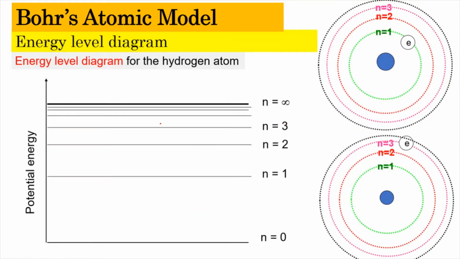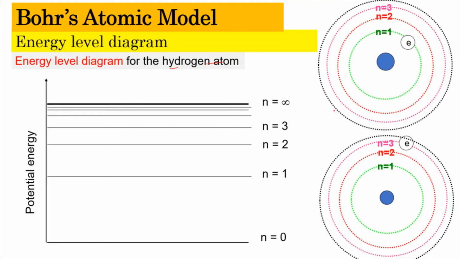Next, we're going to look into the energy level diagram for the hydrogen atom. So what is an energy level diagram? An energy level diagram is basically a representation, as you can see here. It consists of a potential energy axis, and it also consists of energy levels from n equal to 0 up to infinity. And this is constructed based on the Bohr's atomic model that we have learned.